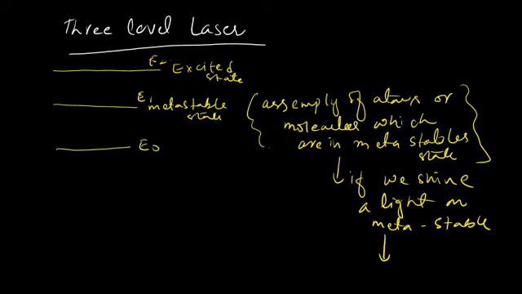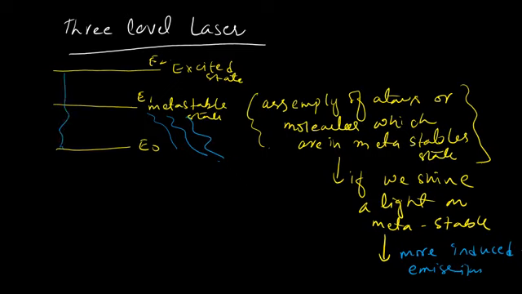As a result, there will be more induced emission as compared to the induced absorption. So more electrons will be emitted, more radiation will be emitted from the metastable state, as there will be more induced emission as compared to the induced absorption from E0 to E2. So as a result we get the amplified light. So there will be a light amplification.